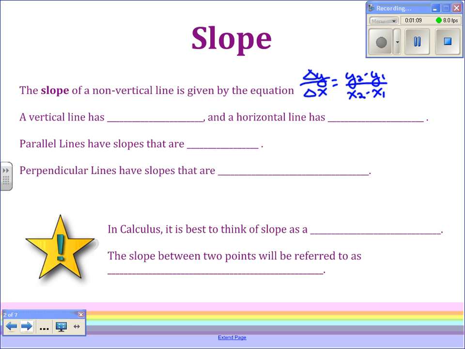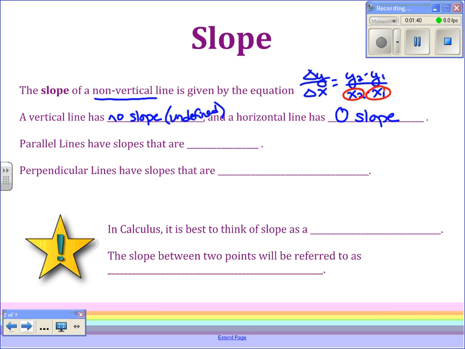A vertical line has no slope, or in other words, undefined. That occurs when the x values are the same for two different points on the line, and when we subtract them, we get 0, and we cannot divide by 0, thus we get undefined, and the line has no slope. That is why up here it says the slope of a non-vertical line. And a horizontal line has 0 slope.